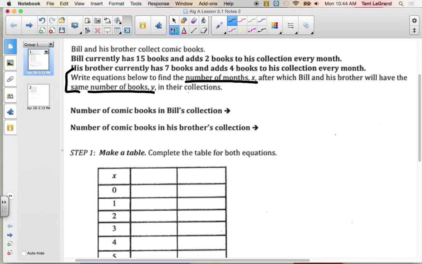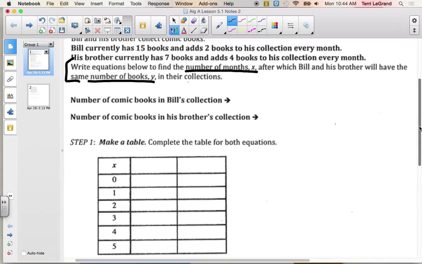So we have already been told what our x is going to represent and what our y is going to represent. So what we're going to do now is set up equations that would represent each of these guys' collection. Let's talk about Bill's first. Number of comic books in Bill's collection. What equation could we set up that would help us problem solve when they have the same number of books? Remember, y is representing the total number of books, x is representing the number of months.